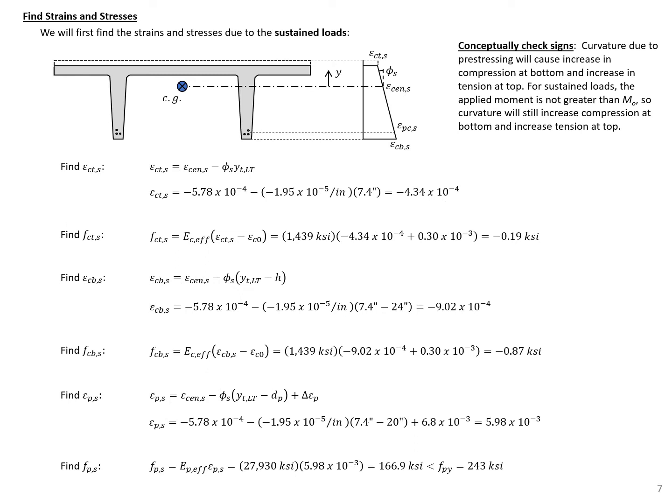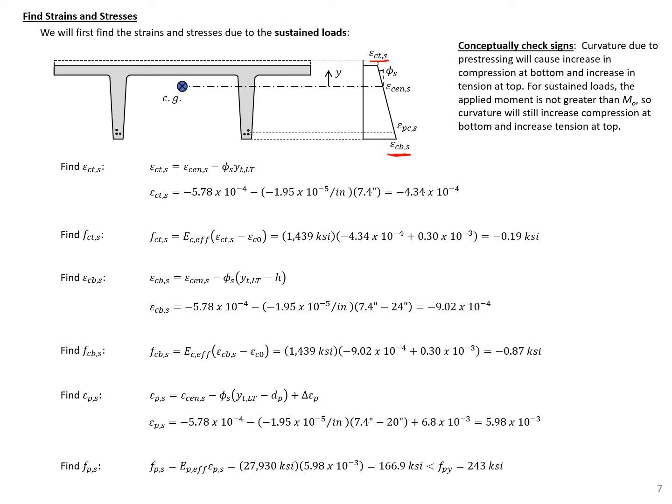We will first find all of our strains and our stresses due to our sustained loads. We can see that on the previous slide we had a negative curvature, which means that our curvature is going to add compression at the bottom and tension at the top. So we'll have a larger compression strain at the bottom and a smaller compression strain or tension strain at the top fiber. So we'll have a curvature diagram shown here. And we can go through and use our strain at the centroid, our curvature, and the distance between the centroid and our extreme tension and compression fiber, or top and bottom fibers, to find all of our strains and stresses.